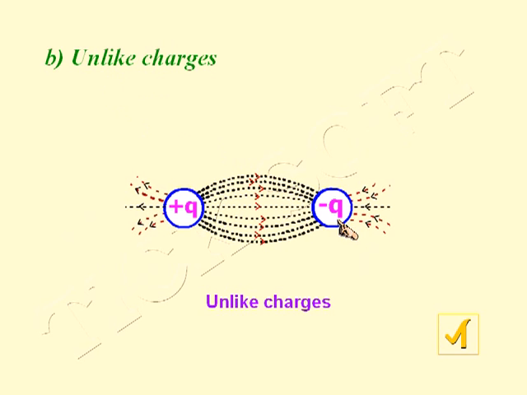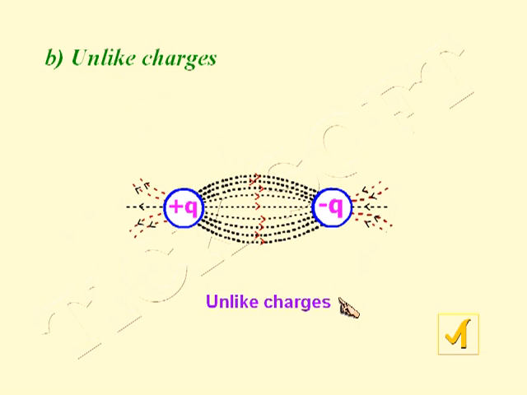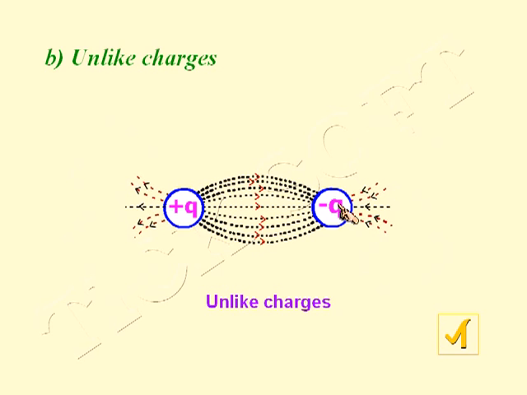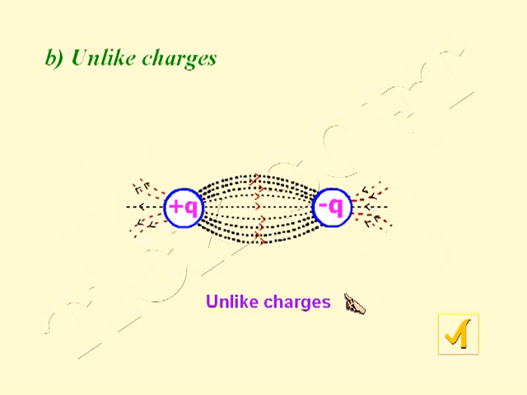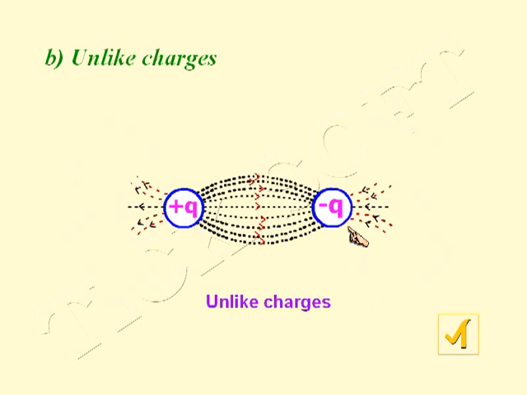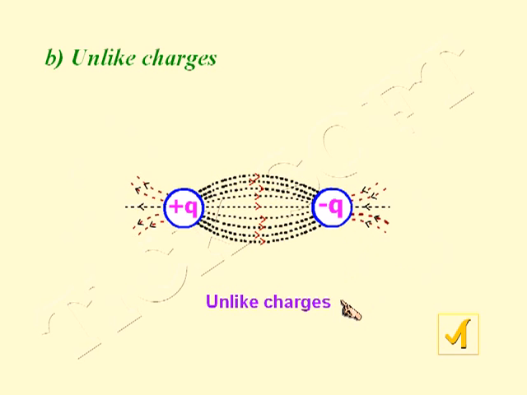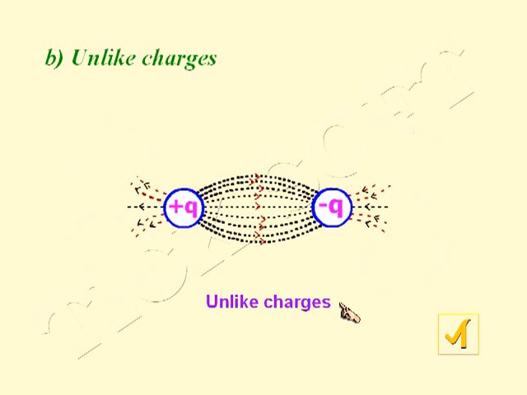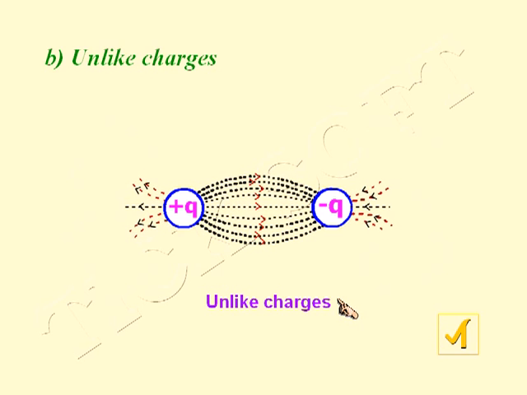If two charges are placed together, plus Q and minus Q, the lines of force emanate from the positive charge and move towards the negative charge. The lines are generally curved and these lines start and are crowded very close to the charge.